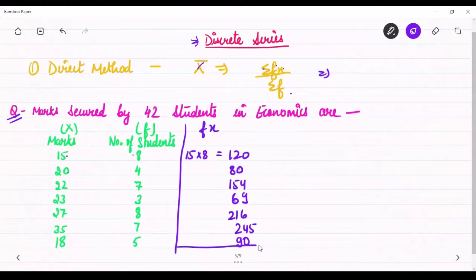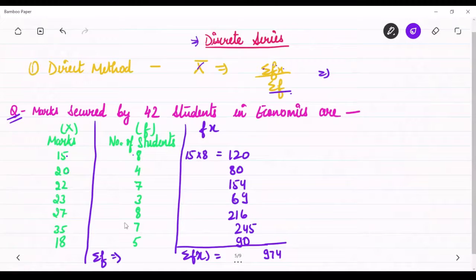We need sigma fx, so we need to sum all these fx. So sigma fx is 120, 80, and so on. The final answer that we get after summation of all these is 974. And we also need summation of f, so we need to add all these frequencies also in order to get the summation of f. So when we calculate it, we will get 10, 15 plus 5. Okay, the answer is 42.